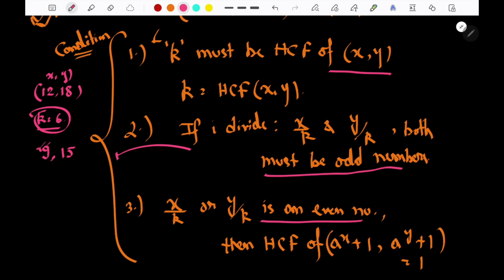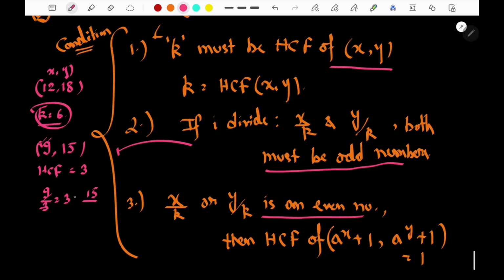We choose 15. Then let's say HCF of 9 comma 15 is what? That is HCF is equal to 3. So if I divide 9 by 3, that will be 3. 15 by 3, that is equal to 5.